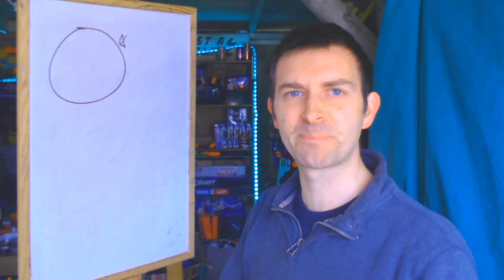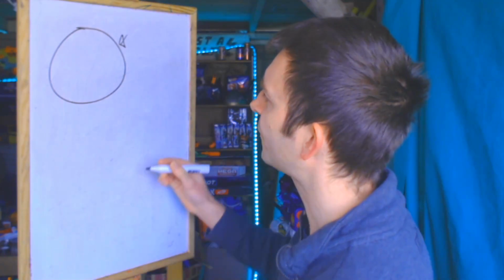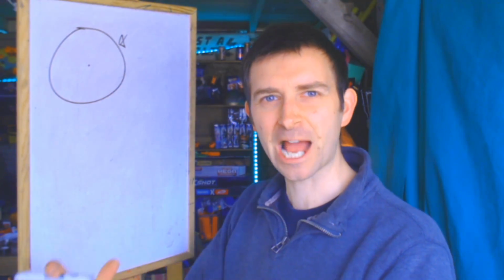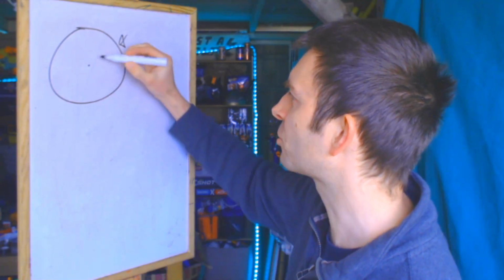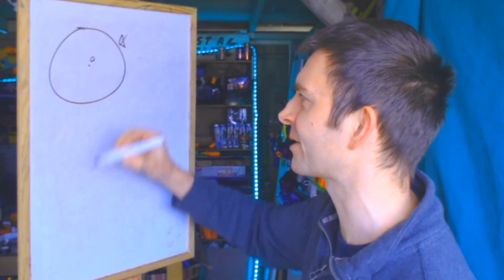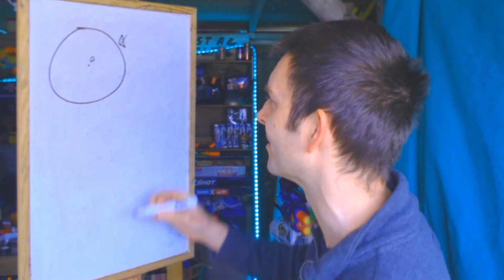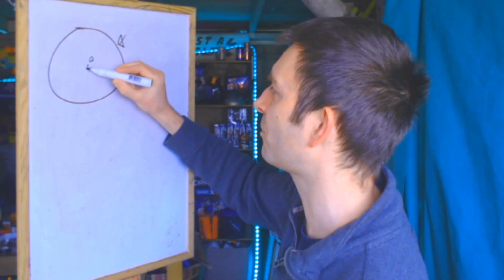Now, we have a couple of other bits of circle that we need to know about. The first bit of circle we need to know about is the centre here, because a lot of stuff in a circle happens in relation to the centre. We're going to call this centre O in this case, because it's an O and it's a circle inside a circle. It's a meta circle. Isn't that awesome?